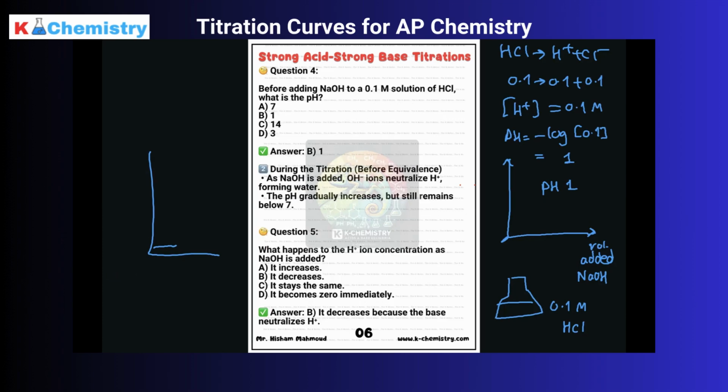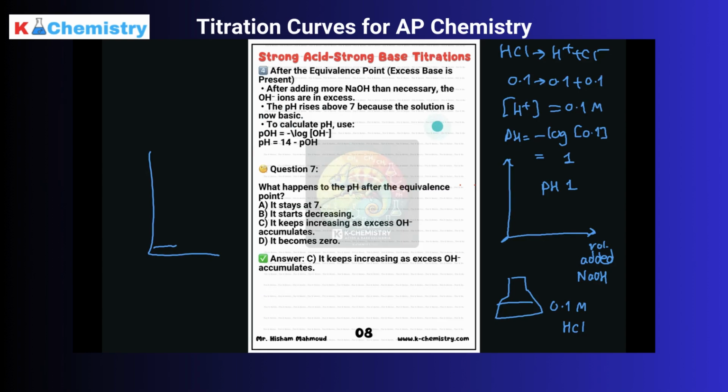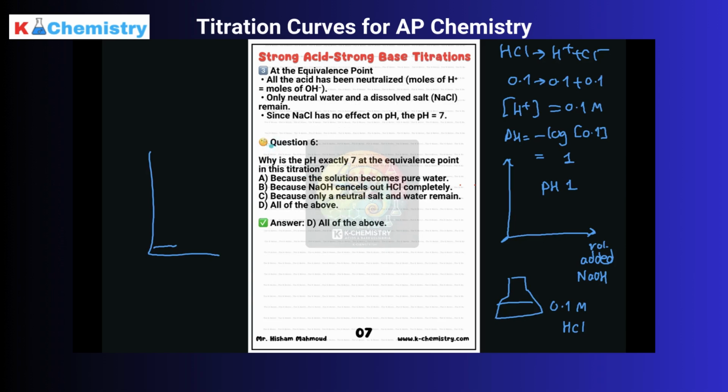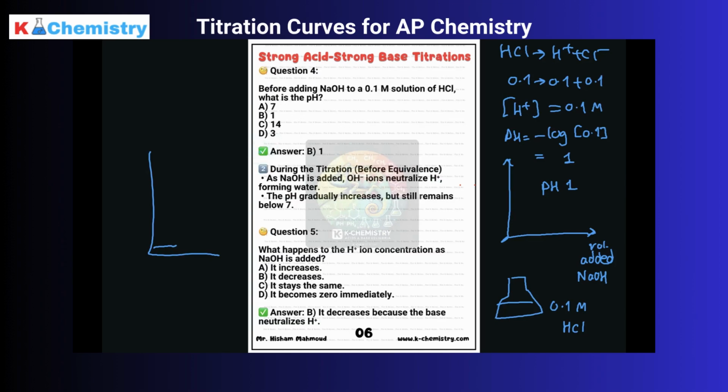Before adding NaOH to a 0.1 molar solution, what is the pH? We found that it is equal to 1. Answer B, 1. So during the titration before equivalence, this is the second part.